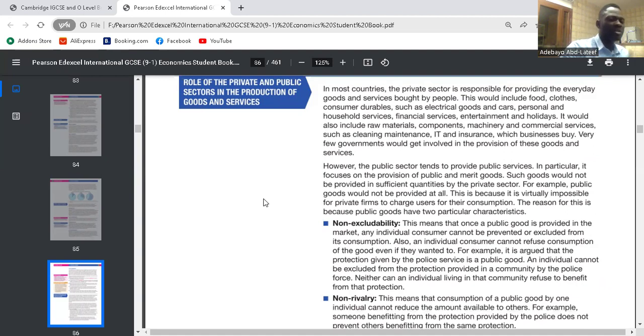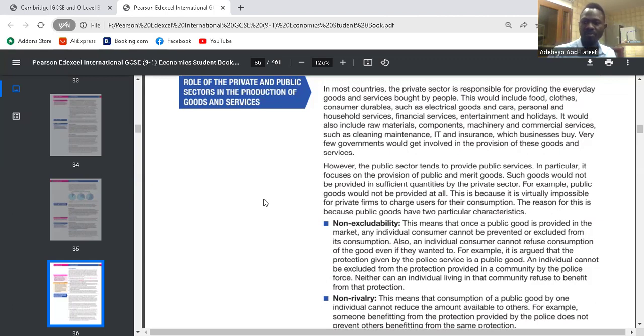So let's put it this way. The private sector will provide consumables. The public sector, the government will provide services, especially the merits and public goods. We call them public goods because they are non-excludable and they are non-rivaled. We call them merit goods because if government do not provide them, the private sector would not provide enough for us. They are clear, right?